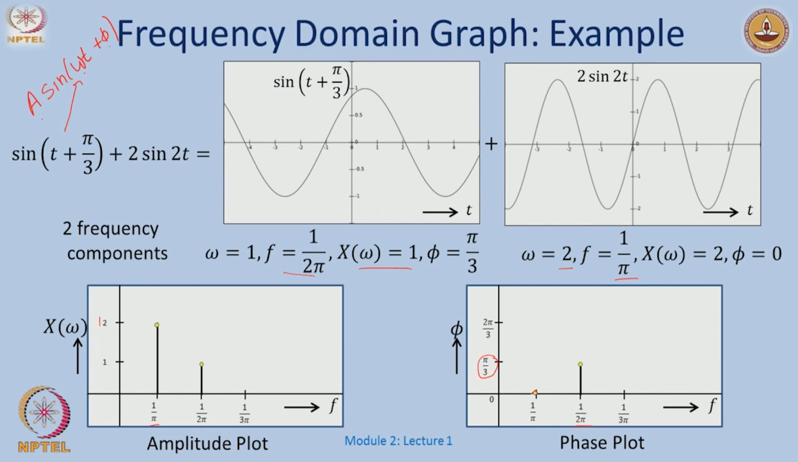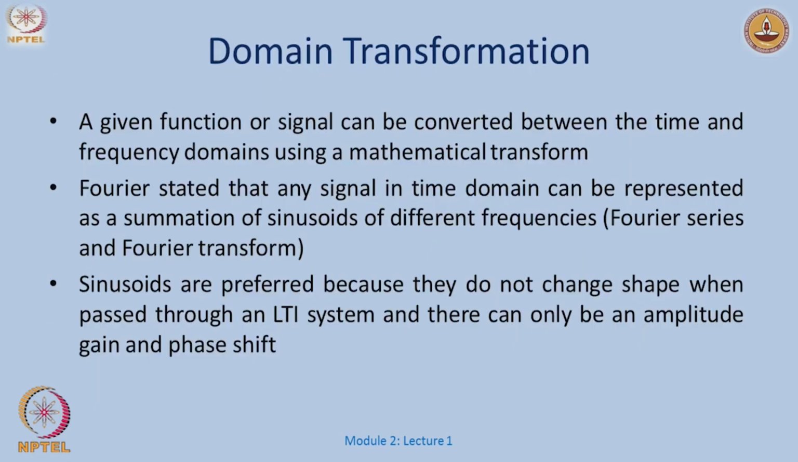So, at 1 over pi I just have a 0, right. So, this is the frequency domain representation of these two signals which are represented in time domain as a sin(t + pi/3) plus 2 sin 2t. Okay. So, more on this will come later, but this is just a nice explanation of what is happening in the transition between time and frequency domain.